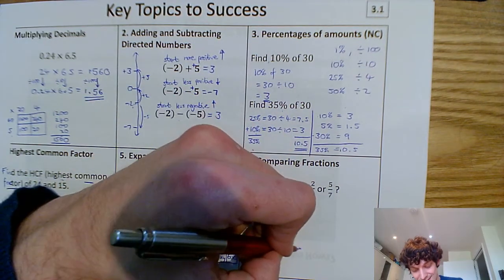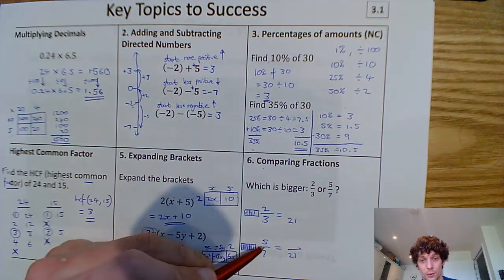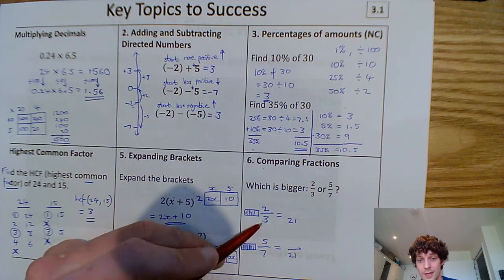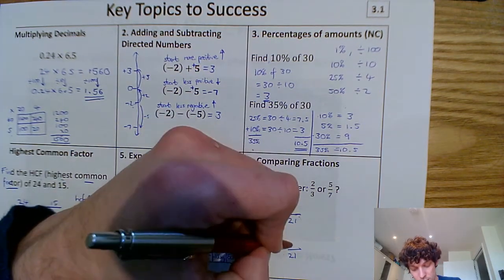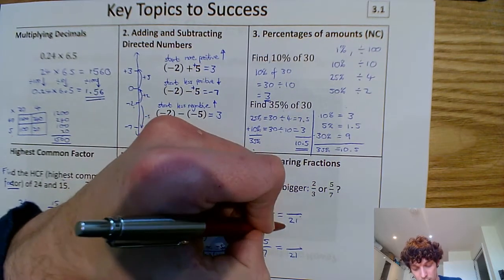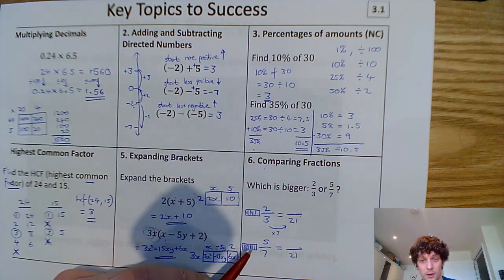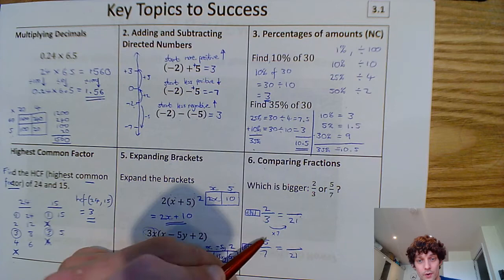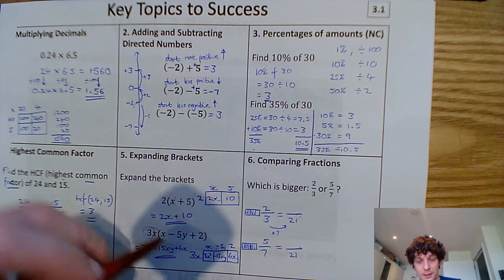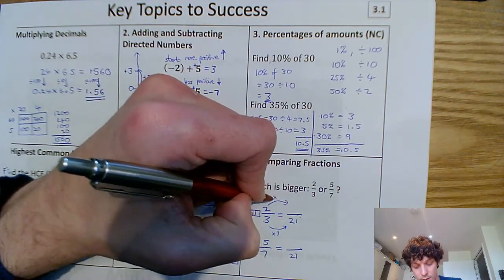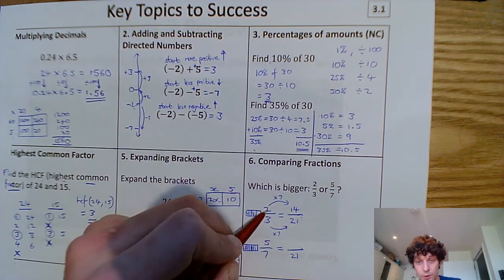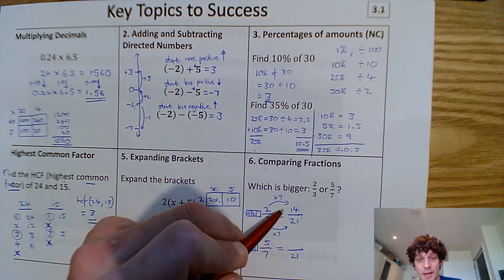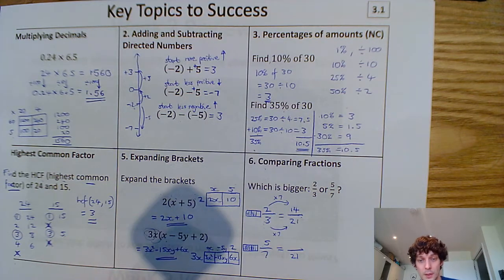Well, the easiest way to do this if we can't spot a smaller one is to multiply them together. 3 times 7 is 21. So I can write both of these as fractions over 21. And to keep this as an equivalent fraction, if I've multiplied my denominator by 7, I need to do the same to the numerator. So 2 times 7 is 14. So 2/3 has the same value as 14 over 21.